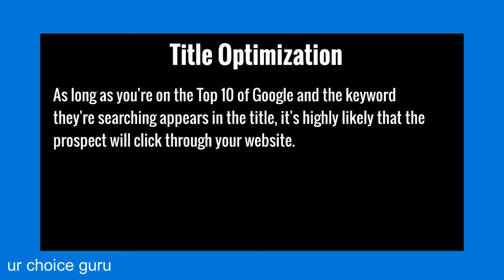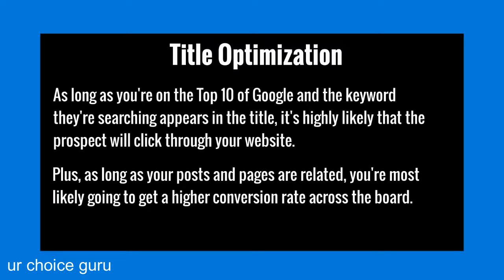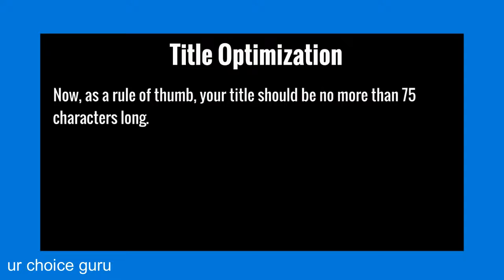So as long as you're congruent from the keyword to the title, to the post or page, to the content itself, to the call to action, to the product, everything is congruent from the beginning to the end, you're most likely going to gain the trust of the prospect, and you're most likely going to get the conversion. That's the most important thing. So as long as your posts or pages are related, you're most likely going to see a higher conversion rate across the board, like I said earlier. Now, as a rule of thumb, your title should be no more than 75 characters long.